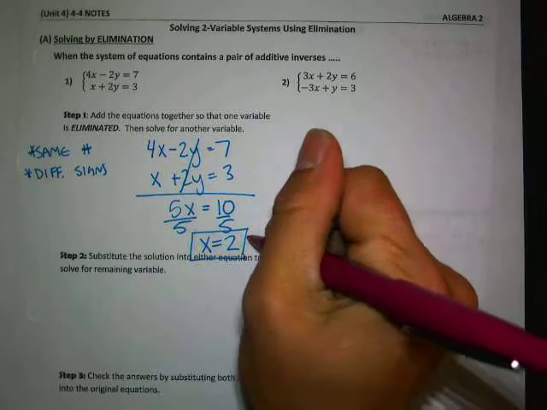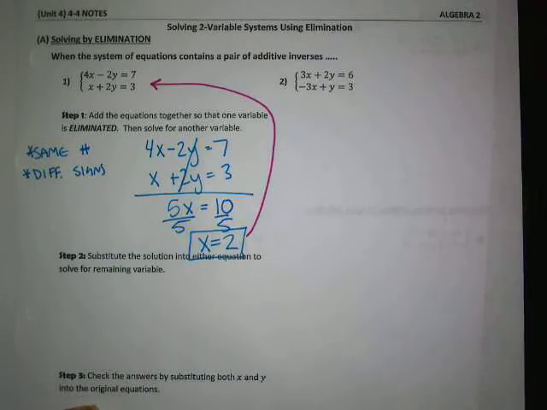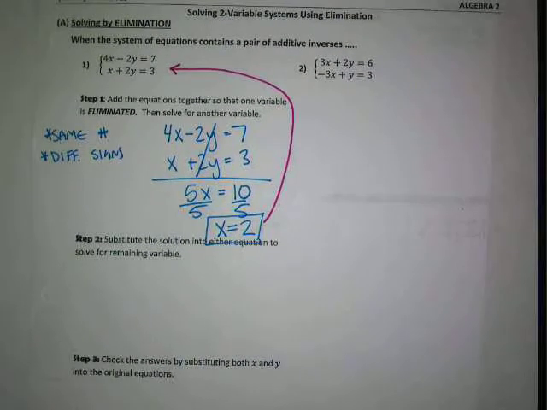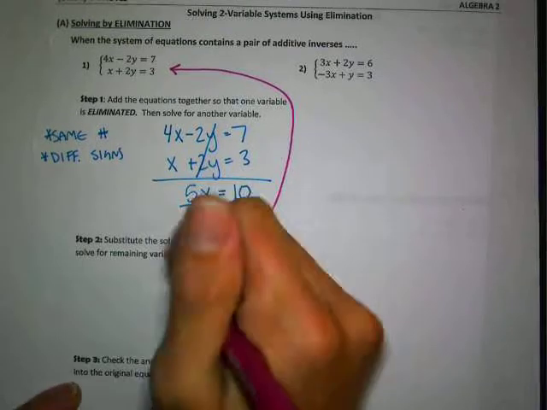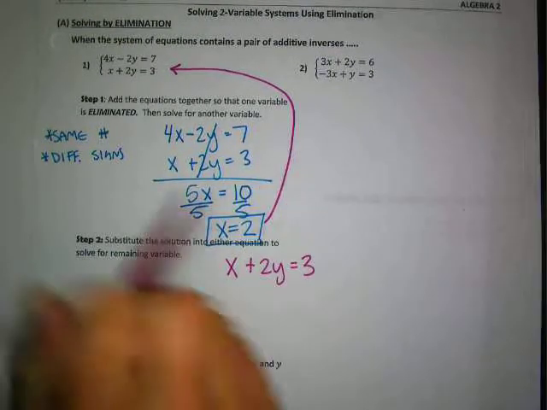All right. Then you're going to take the x and plug it back in. So which one? Either one. You can pick either equation. It does not matter. I normally pick the one with the smaller numbers. So I'm going to use x plus 2y equals 3, the smaller one.